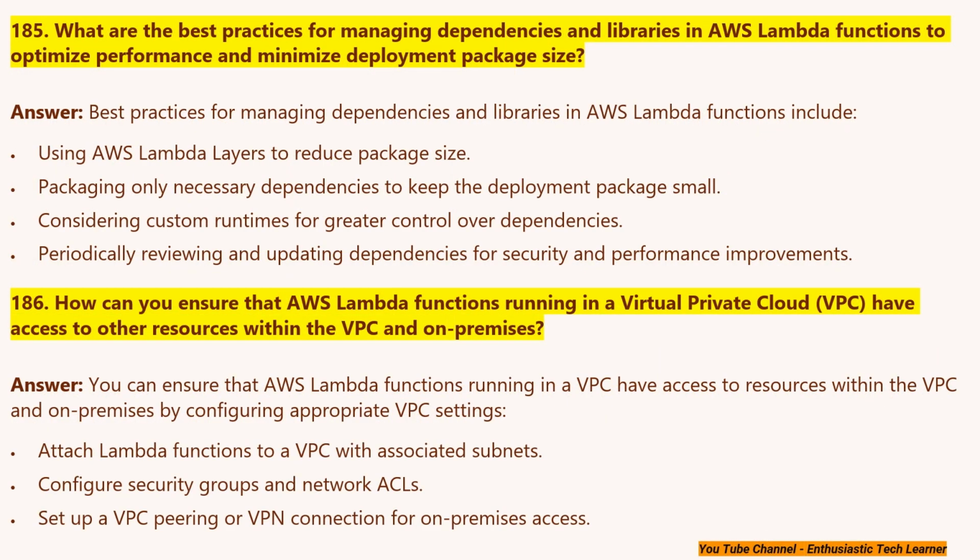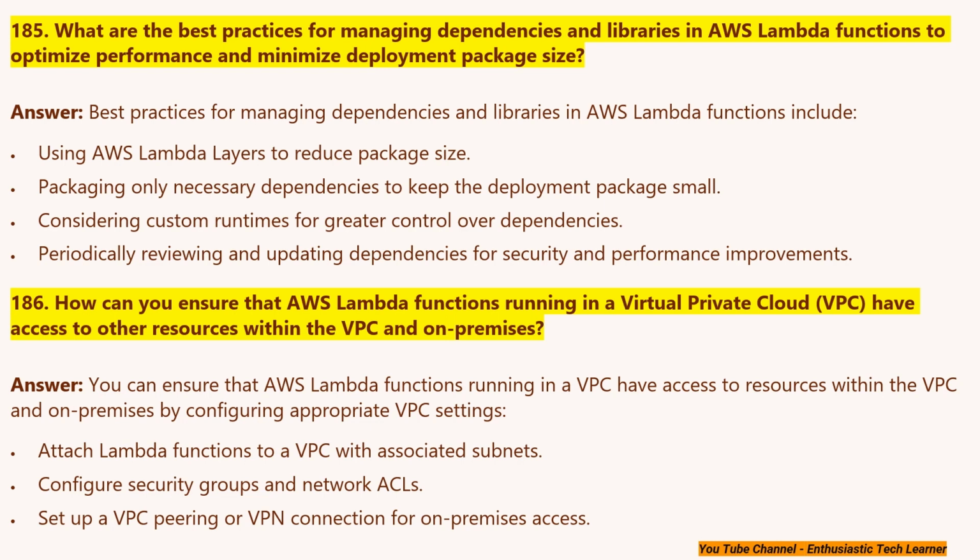What are the best practices for managing dependencies and libraries in AWS Lambda functions to optimize performance and minimize deployment package size? Best practices include using AWS Lambda layers to reduce package size. Packaging only necessary dependencies to keep the deployment package small. Considering custom runtimes for greater control over dependencies. Periodically reviewing and updating dependencies for security and performance improvements.